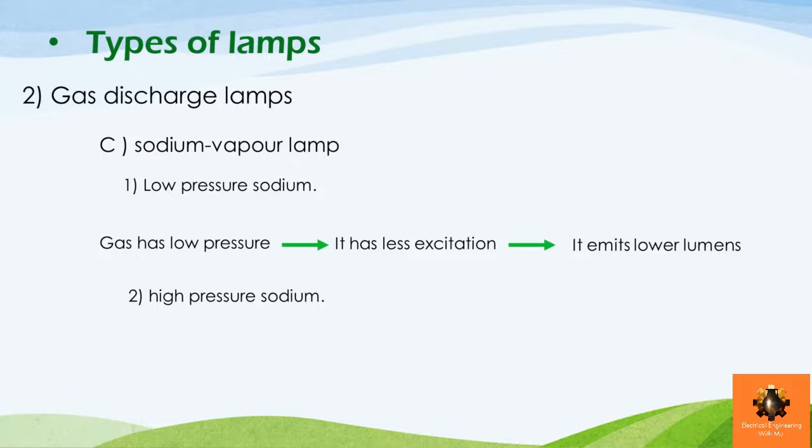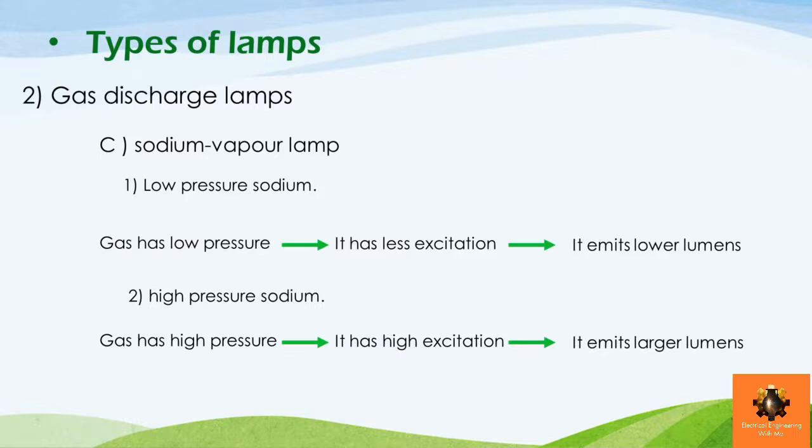As for the high pressure sodium lamps, its gas is discharged under high pressure, hence the gas will gain a high energy, and the gas atoms will collide with each other at a high level of excitation, and as a result the gas will produce a larger value of lumens. So we can conclude that for the same input power, the high pressure sodium lamps produce a larger amount of lumens than the low pressure sodium lamps.